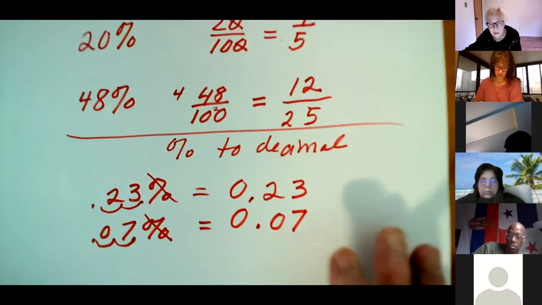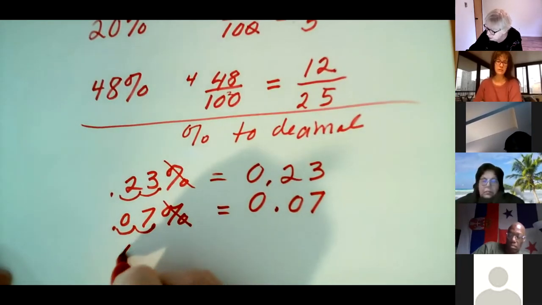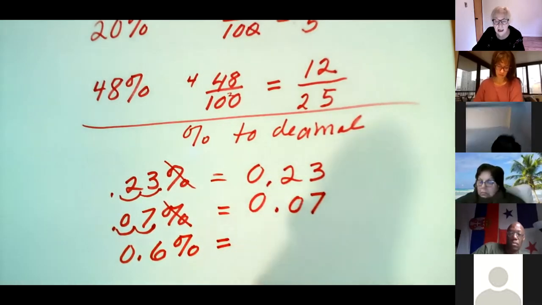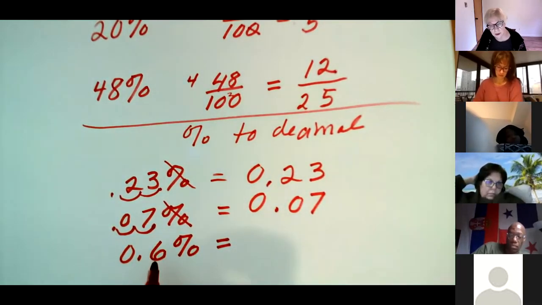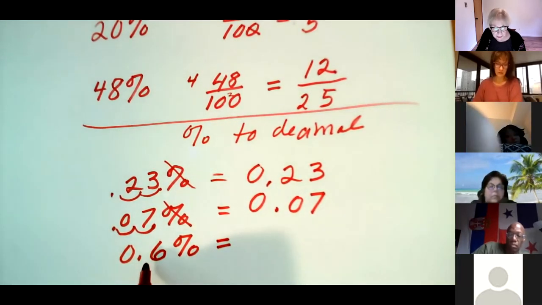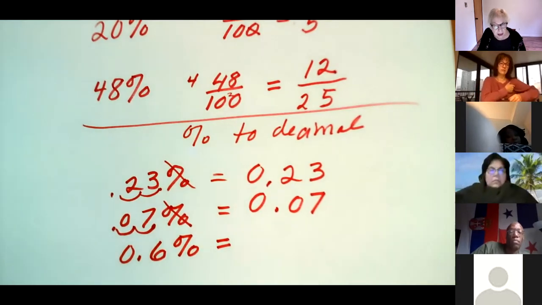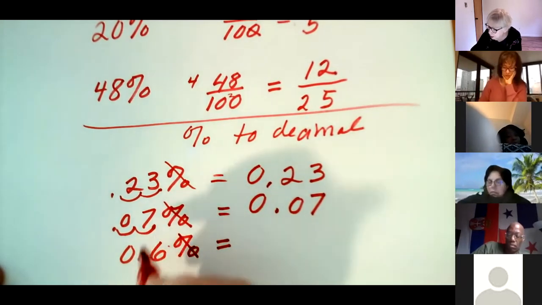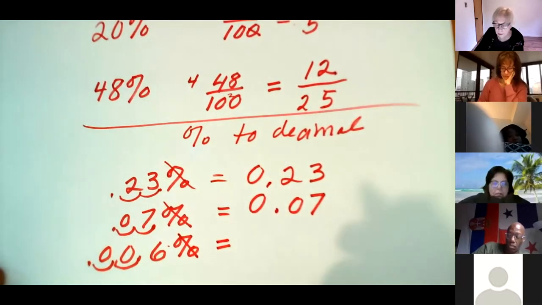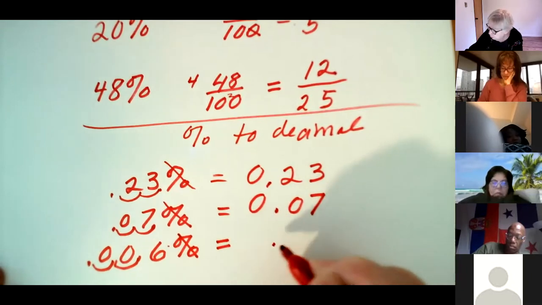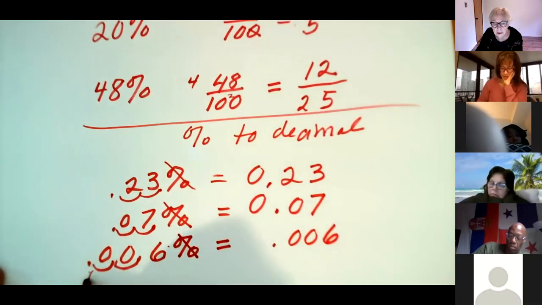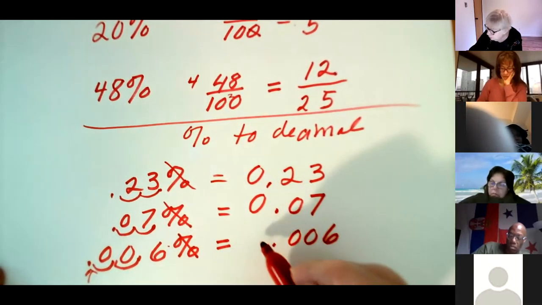Let me try something a little bit weird. 0.6%. Now, just because this was a decimal, this is really a percent with a decimal in it. And so what you have to do is the same exact instruction. The percent comes off. This goes back 2 places. So it's now 0.006. The decimal's now here. And then the front 0.